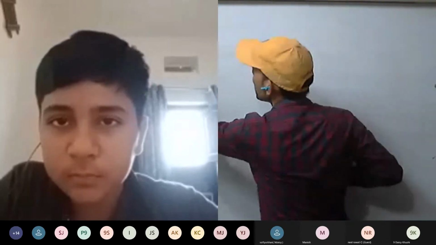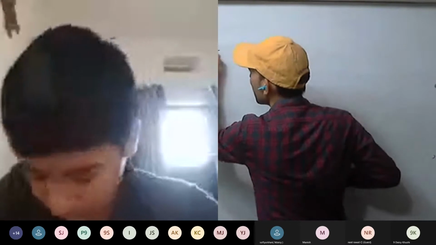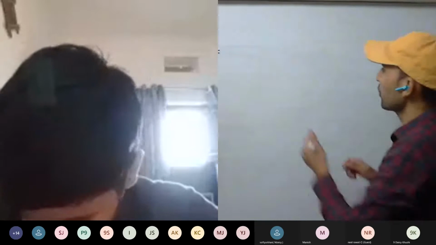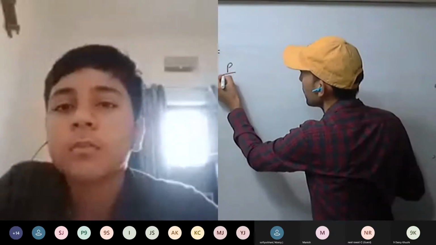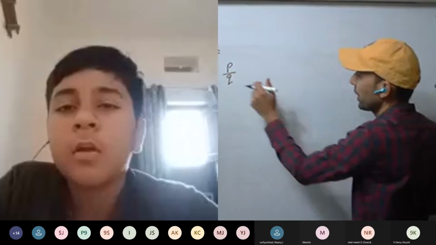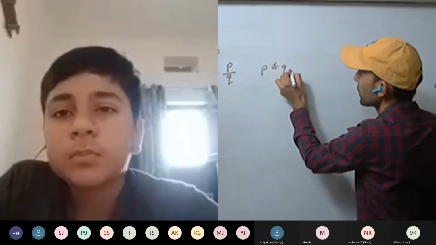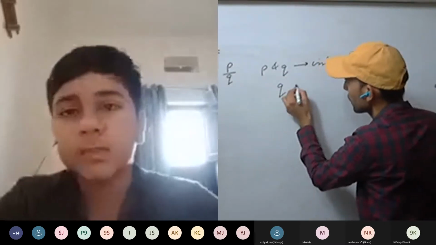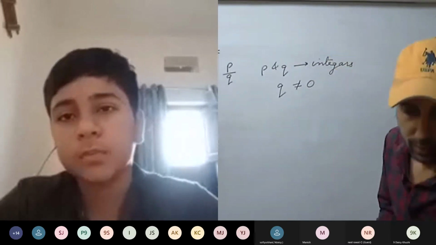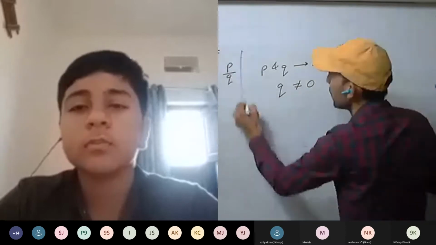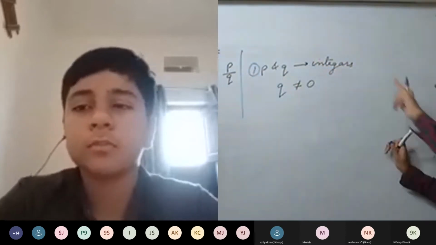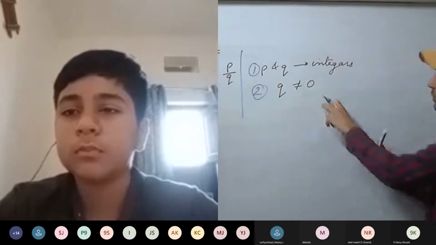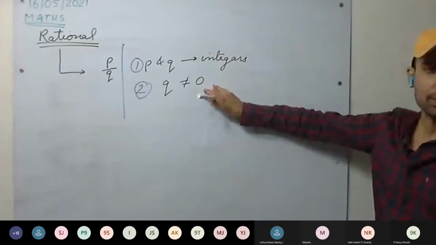So now we'll be concentrating on rational numbers only. Till now we have discussed that a rational number can be expressed in the form of P by Q, where P and Q are integers, and Q not equal to 0. So these are the two conditions. First, P and Q must be integers. And second, the denominator, that is Q, not equal to 0. These two conditions must be satisfied.